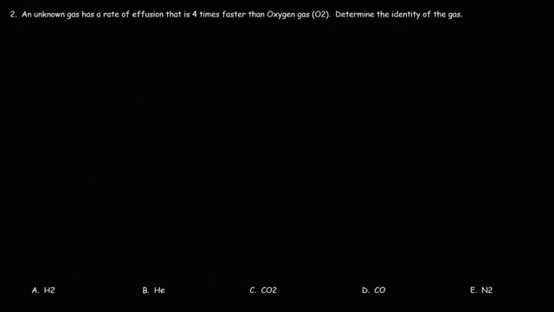Now let's move on to the second problem. An unknown gas has a rate of diffusion that is 4 times faster than oxygen gas. Determine the identity of the gas. So what can we do here? Well, let's begin by writing the formula. So we have R2, which let's use 2 for oxygen, over R1. So R1 is going to be the unknown gas. We'll call it gas X.